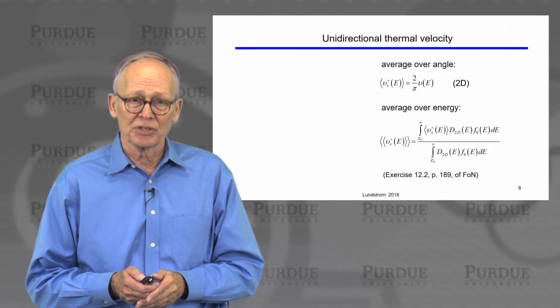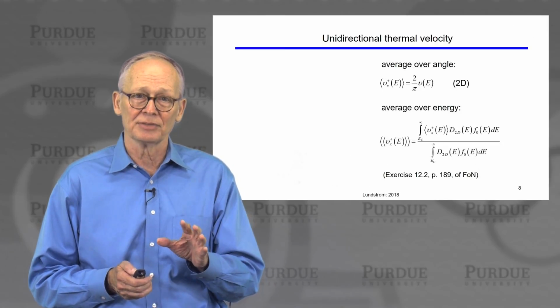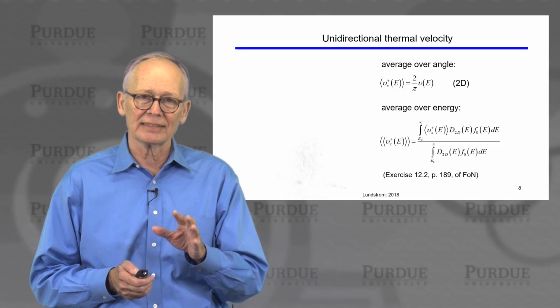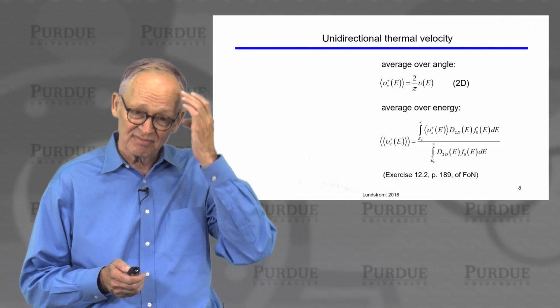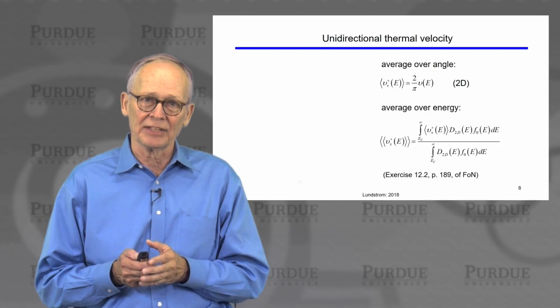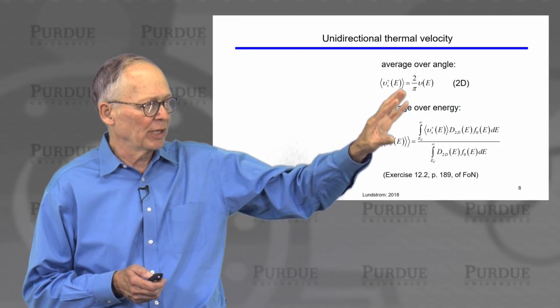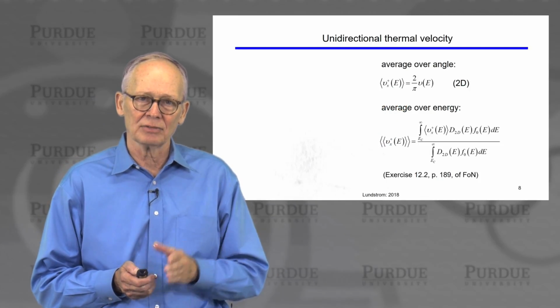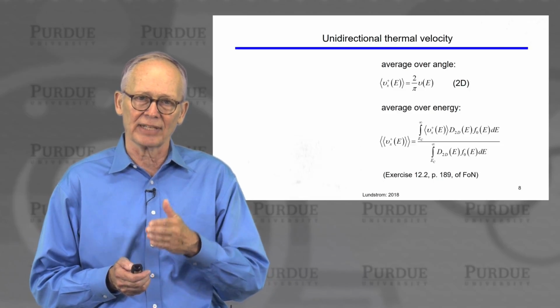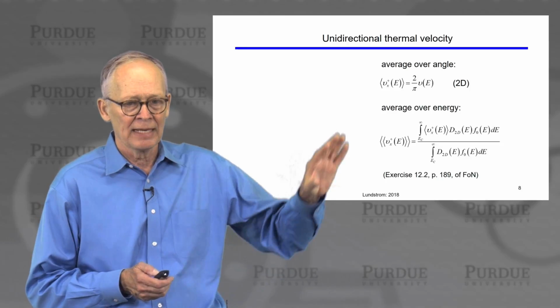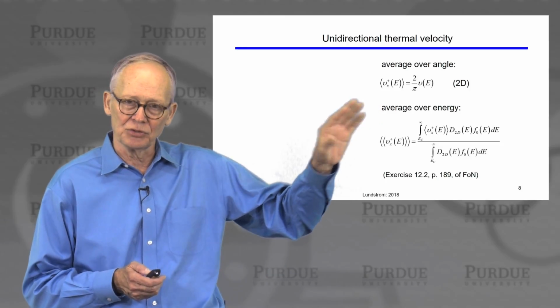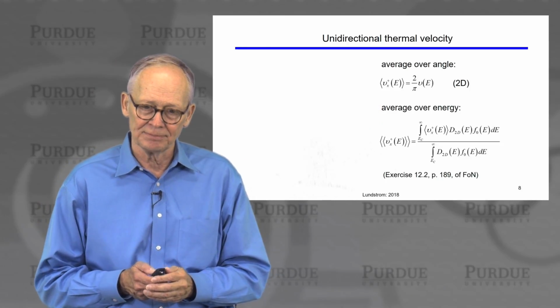But if I were to ask a different question, what is the average velocity only of the electrons that are moving in the plus x direction? Well, then I can work out an answer. So first of all, what I would do is average over angle. All of them that have a plus x velocity component will average over angle in the xy plane. If you do that averaging in 2D, this is the answer that you will get.